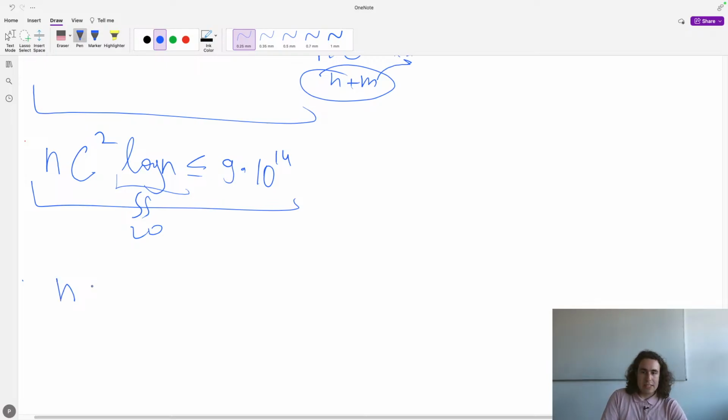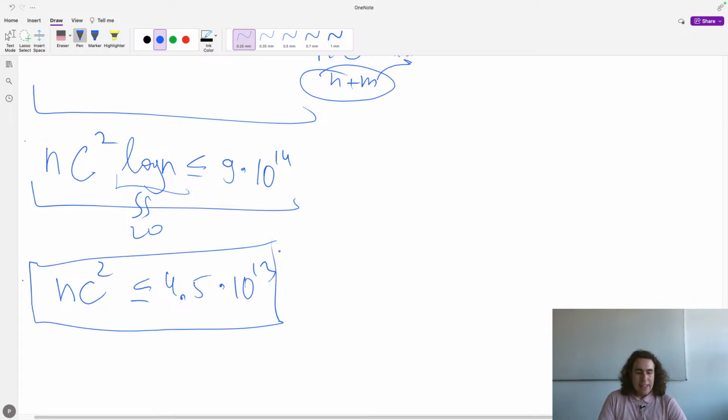So we can simplify this formula to something like nc squared should be at most 4.5 times 10 to the 13. In practice, it's larger. In practice, people say that this number can be replaced by something like 10 to the 16. But I'm not sure. You should be careful when you go into that territory, right?